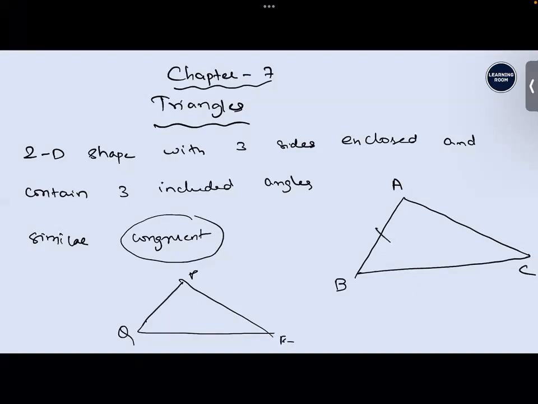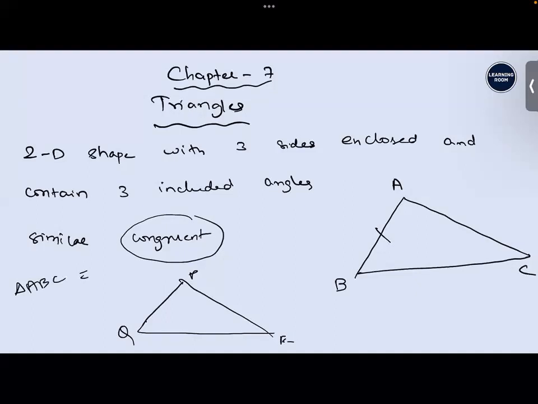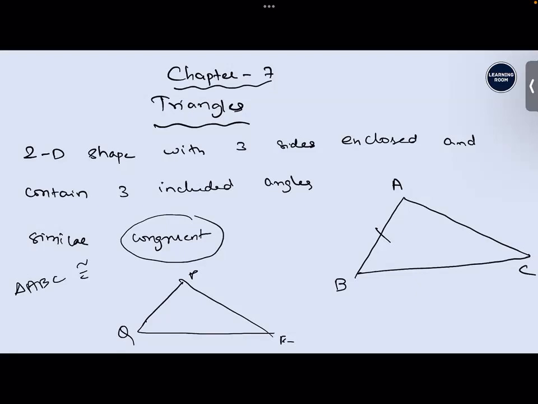If I have to say triangle ABC, what is the symbol for congruent? ABC is congruent to triangle PQR. It's called a tilde, T-I-L-D-E, the one you would have seen in computer or tile, whatever you call it. If I say that these two triangles are congruent, then what is the condition? My question is, AB is equal to PR, is it right? Why?